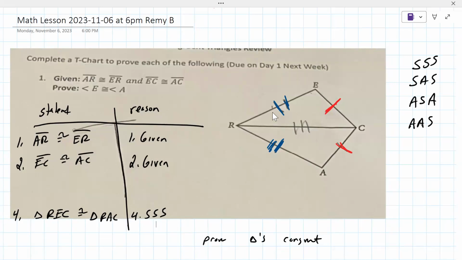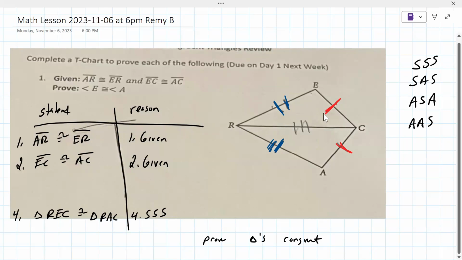No, you can't do that. That's not allowed in this class. You can't assume. Yes, they are congruent, but there has to be a reason why. Do you agree that they are, because EC and AC and AR and ER are congruent? No, it's nothing to do with that.